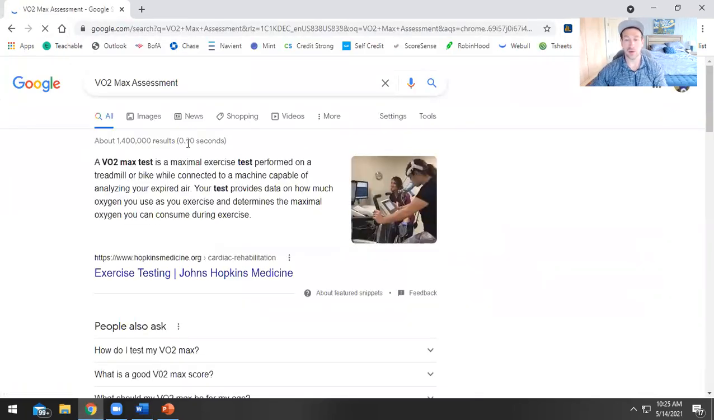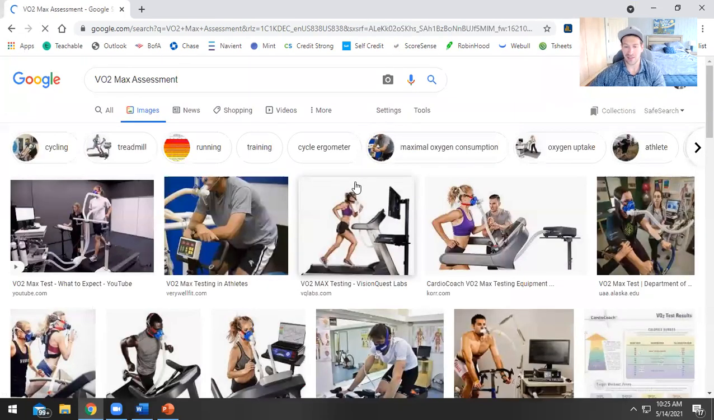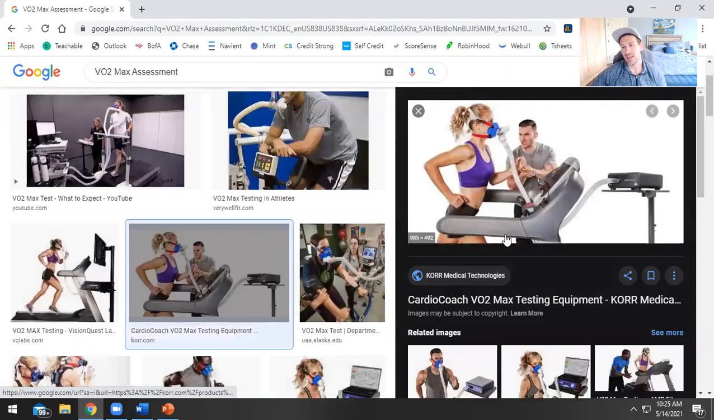The Rockport walk test is not bad at doing this, but it is only using math to do it. It's a calculation. If you want a true estimate of your VO2 max, I recommend you go do one of these tests where they actually hook you up to this big uncomfortable machine. This is an intake valve here, and the machine is measuring how much oxygen is coming in versus how much oxygen is coming out.